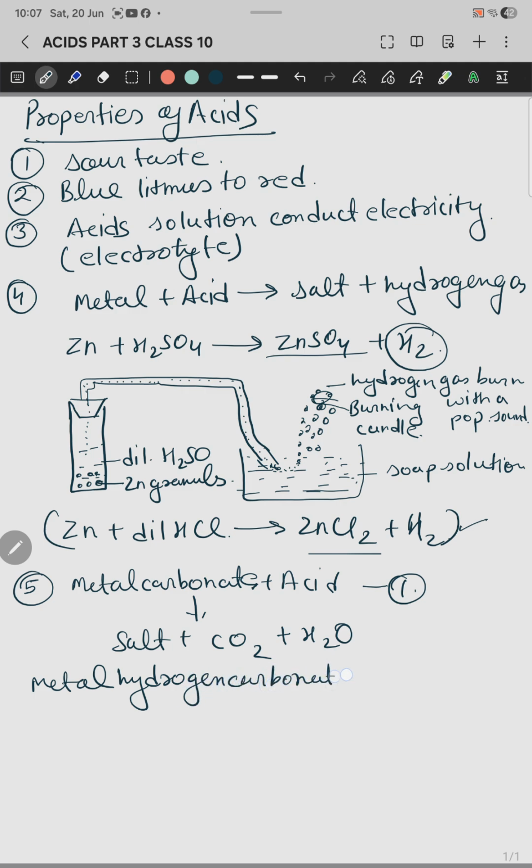When metal hydrogen carbonate reacts with any acid, it will again give you the same products: salt plus carbon dioxide plus water. This is the reaction when metal carbonate and metal hydrogen carbonate react with acid. So I am taking one example of this chemical property.